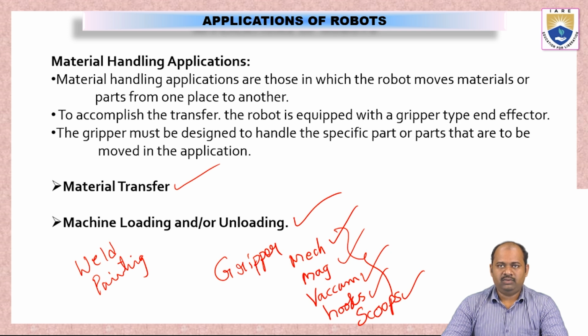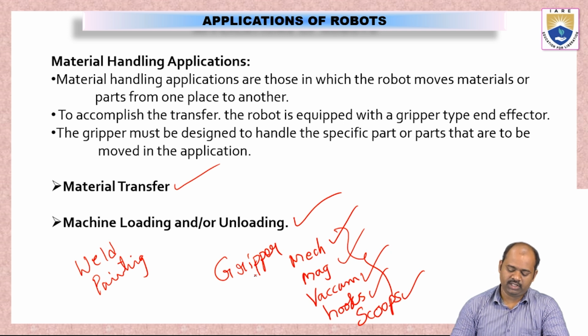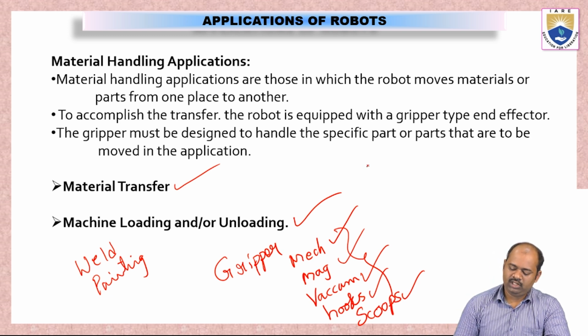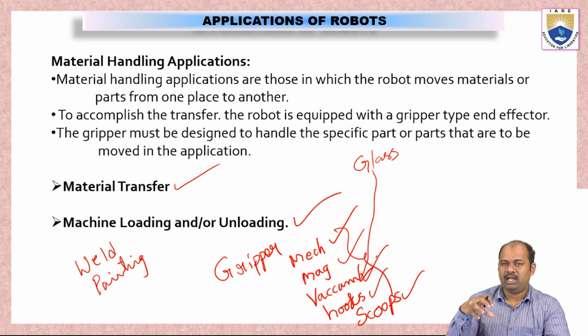To accomplish the transfer, the robot is equipped with a gripper type of end effector. So, we have seen what a gripper is and what the different types of grippers are. The gripper must be designed to handle the specific part or parts that are to be moved in the application. So, if I am using the robot to move a glass object, a glass plate, I should go for a vacuum gripper, where the suction cups can hold the glass surface by sucking on it using rubber suction cups.